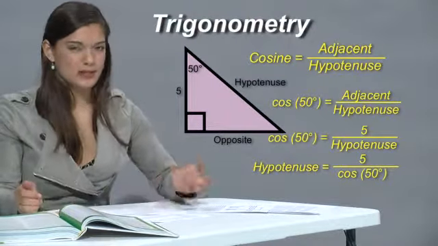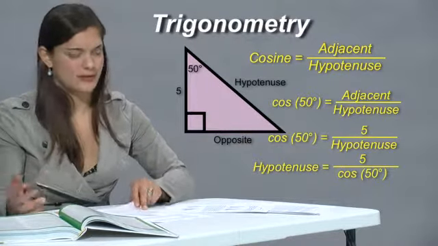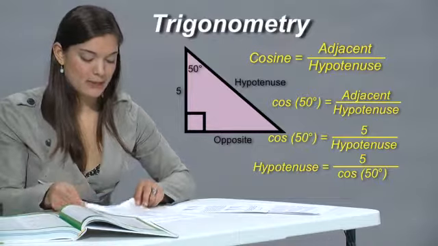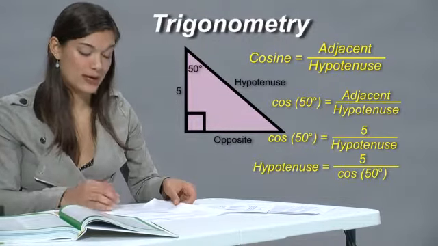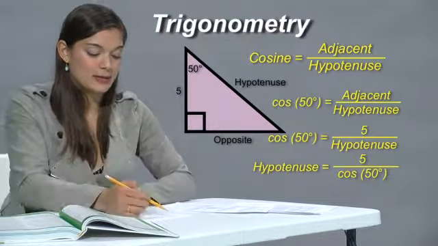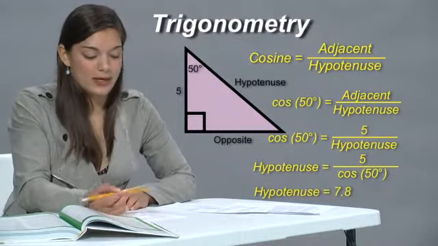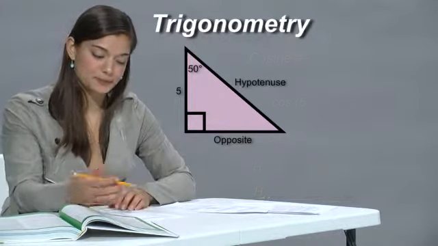Cool. Now we just plug that into our calculator because it's the only way to figure out the cosine. And make sure your calculator's in degree mode because we're plugging in a degree, right? 50 degrees. So that's important. And we get that the hypotenuse equals about 7.8. Cool. So we found one side using cosine.